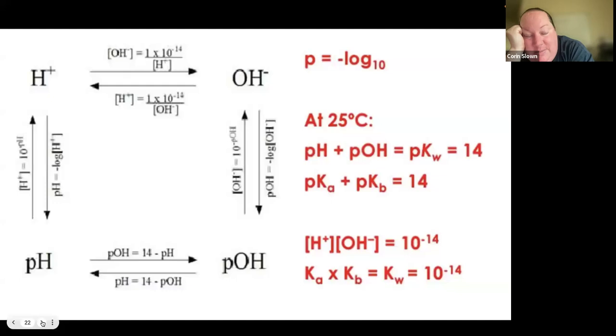Now, this is probably a figure that you saw in general chemistry. So a reminder, when we use lowercase p, we're referring to taking the negative log. So for example, pH means the negative log of the hydrogen ion concentration, or pKa is the negative log of the equilibrium constant. And some of these, I think, are familiar to us. For example, the relationship between pH, pOH, and pKw, or the relationship between pKa and pKb.